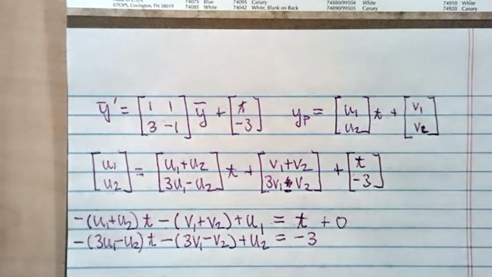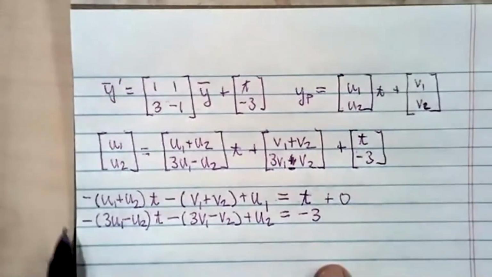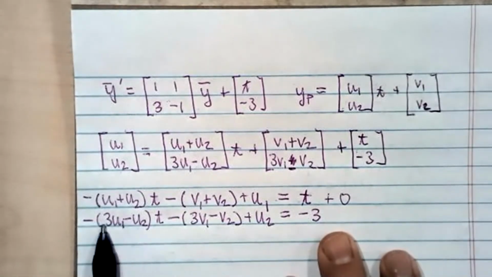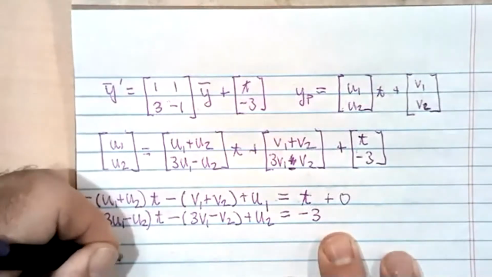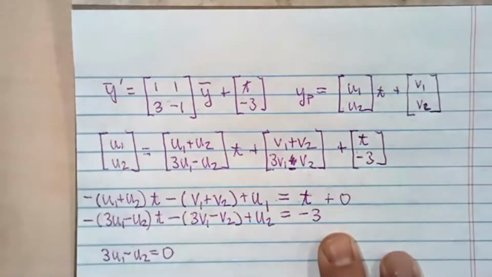Now, you could set up a system of equations, but I'm thinking that this might go okay if you don't. Let's see what we can do here. I know that this coefficient right here is 0, right? Because there's no t on the right-hand side. So I'm going to focus on this for the time being. 3u1 minus u2 must be equal to 0.